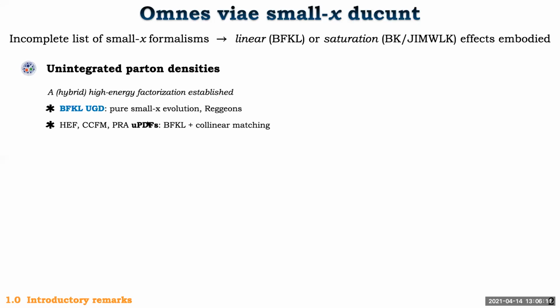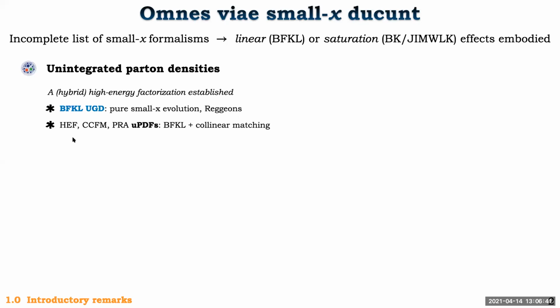So let us start with the unintegrated parton density, in which we can establish a high-energy factorization. We will see that this factorization can be hybrid, so in terms of an unintegrated distribution and also a collinear PDF. As I told you, the main ingredient is the BFKL resummation, which helps us to define an unintegrated gluon distribution, in which we have the description in terms of regions. And here the unintegrated gluon distribution is driven by the pure small-x evolution.